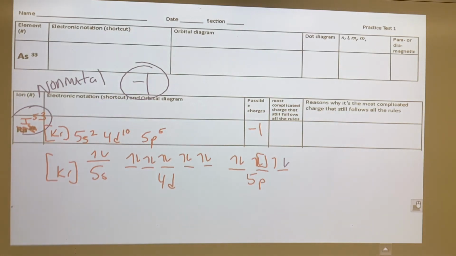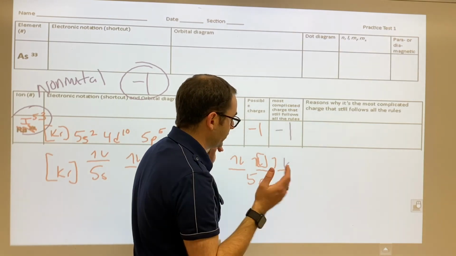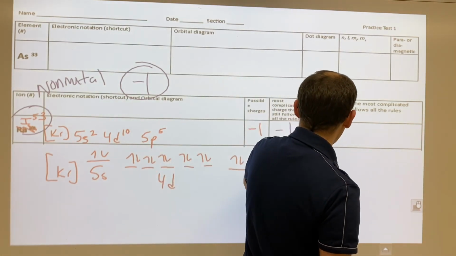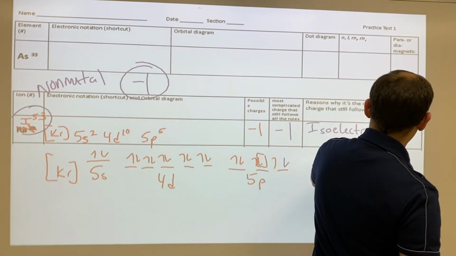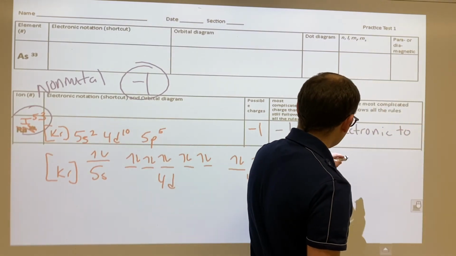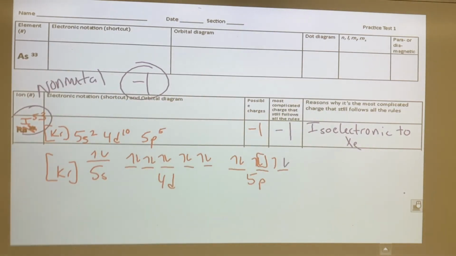Okay, so -1, and the reason is it's isoelectronic to what? And that's it. All right, isoelectronic to xenon. Best answer. Any questions?